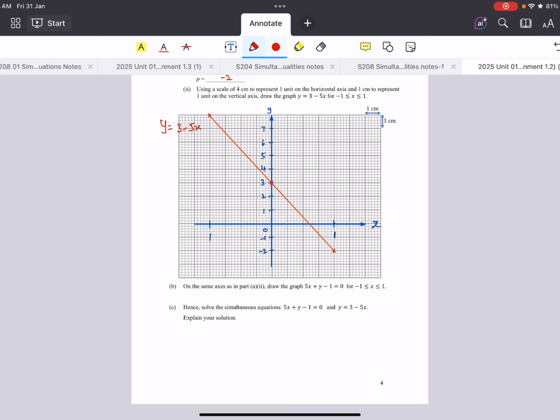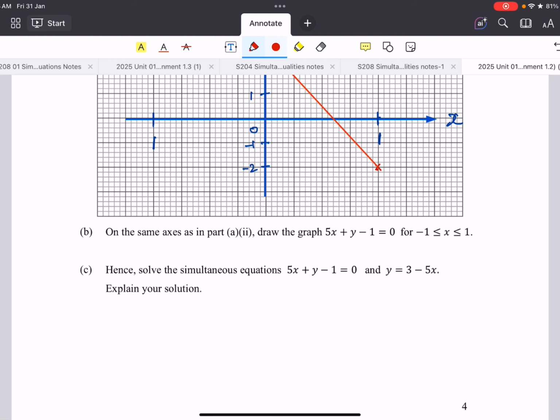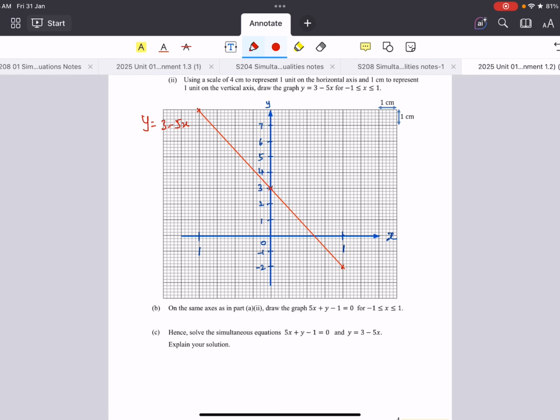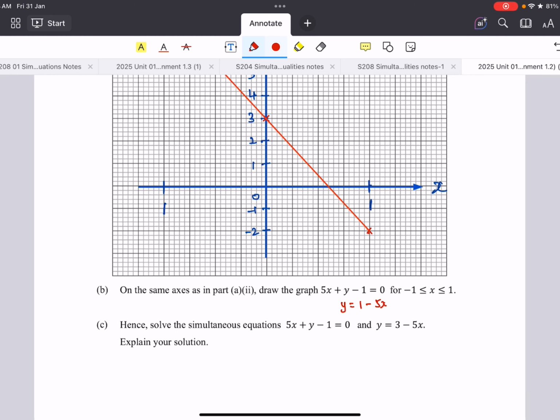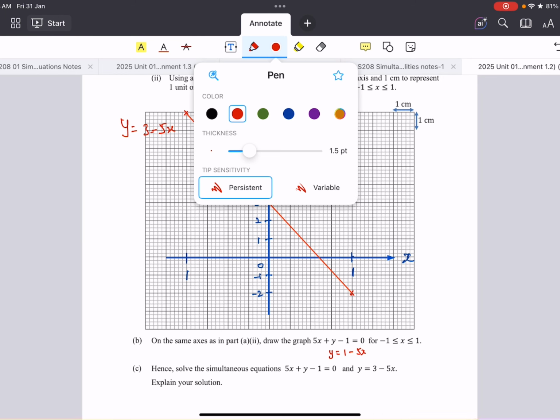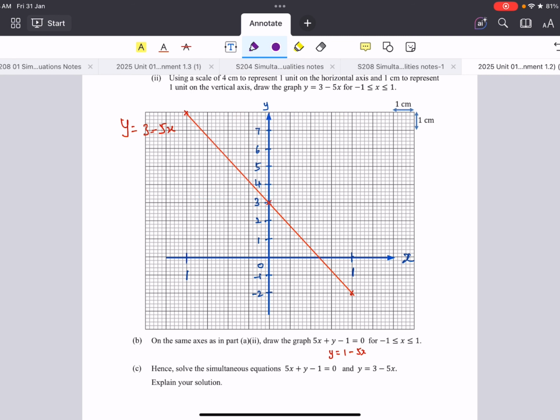There we go. Now, in the second part, they say on the same axis, draw the line 5x plus y equals 1. If we were to take this and rearrange it, what do we get? We get y equals 1 minus 5x. So when we compare these two, we realize that this time round the y-intercept is at 1 instead of 3. So we want to draw this accordingly. Let's not use blue because blue is already there. I know that it will hit this line over here, right? And it's actually 2 units lower, so it's over here.